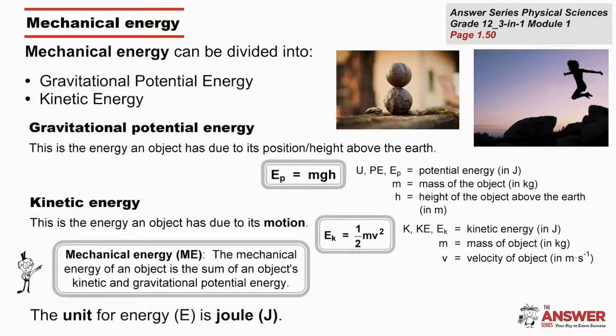Objects have mechanical energy because they are moving, and because of their position in the gravitational field of the Earth. We have equations for calculating potential energy and kinetic energy. Remind yourself of the symbols that we use in these equations and their meaning. To find the total mechanical energy, add the potential and kinetic energies together.